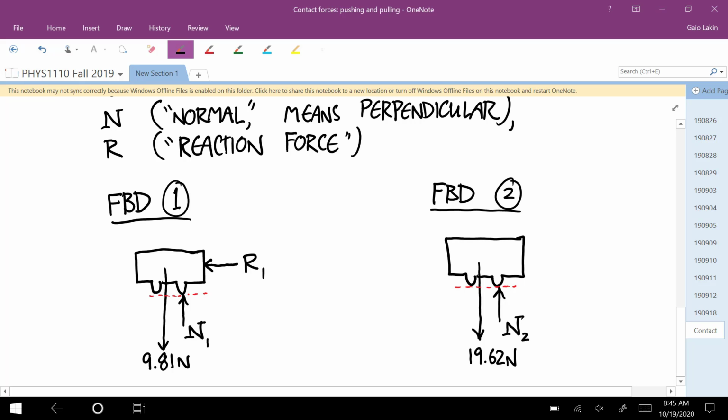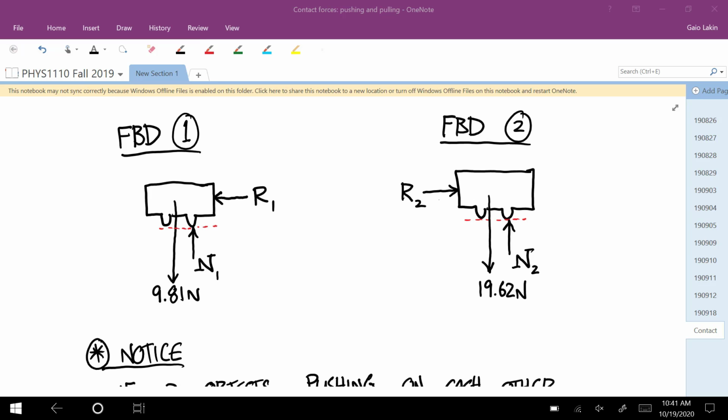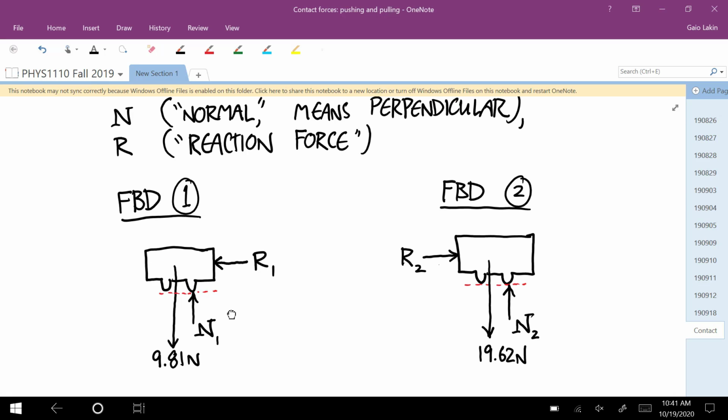We're done with that force from the ground. So now keep going around the boundary. You get to the left side, and there's a pushing force applied by the cart on the left. It's perpendicular to this surface of contact toward our chosen body. So that's R2.